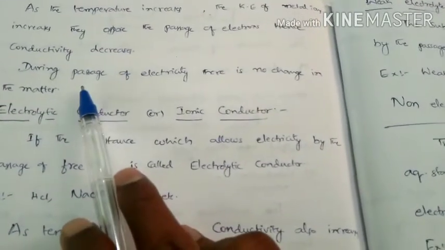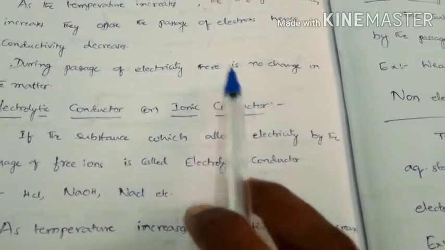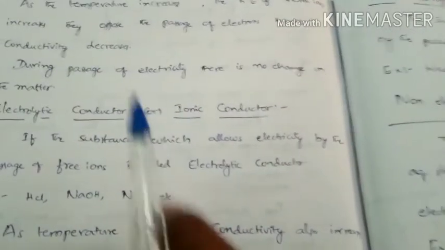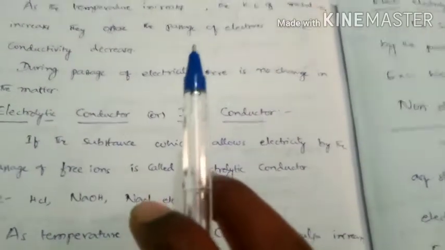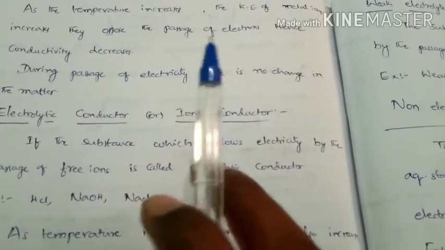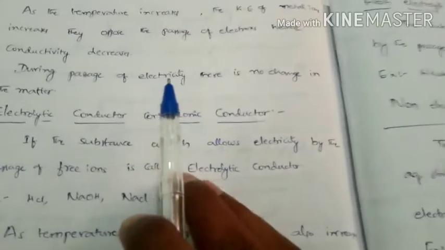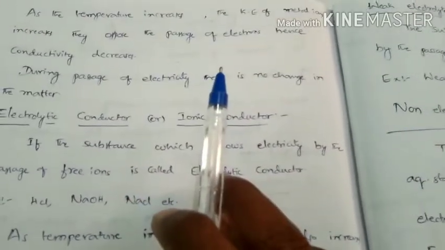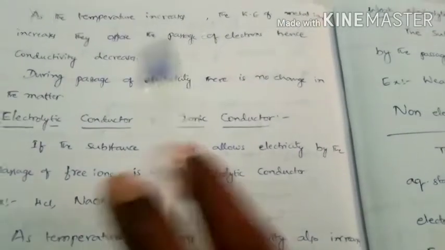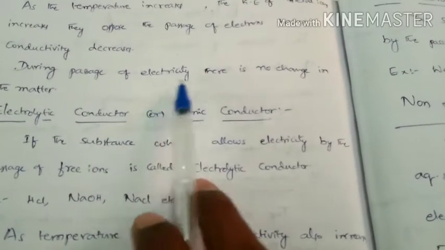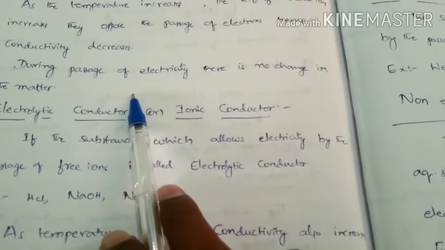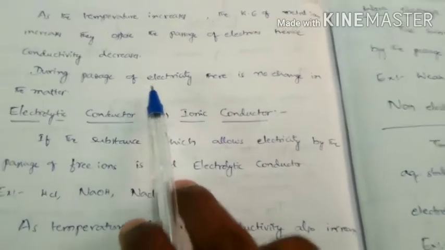Next, one more point. During passage of electricity, there is no change in the matter. That means, in the same example, take iron rod. If you pass electricity through that iron rod, then that iron rod exhibits conductance. We know that very well. After electricity is removed, there is no change in matter or composition of iron rod. That means its weight remains the same before and after electricity. So that is the meaning of this point. So during passage of electricity, there is no change in the matter of electronic conductors or metallic conductors. That is the first category.